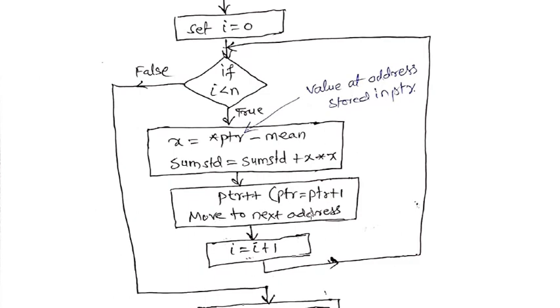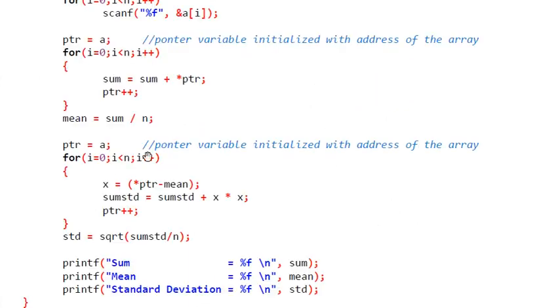We move to the next address in the array, I is equal to I plus 1, and we check whether I is less than n. Until all the array elements are complete, we find the array element value minus mean, square it, and add it to sum std. Then we move to the next memory location and so on. This second loop will continue as long as I is less than n.